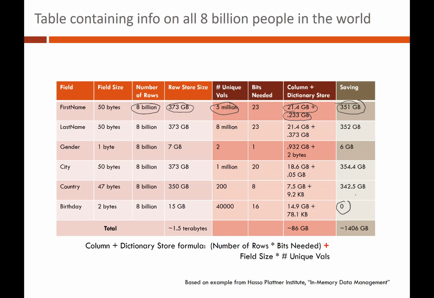But what you have is, and this is where this gets so amazing, old school row store about 1.5 terabytes. New school column store 86 gigabytes. That's a huge differential.